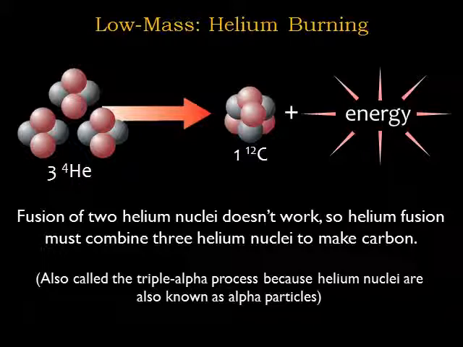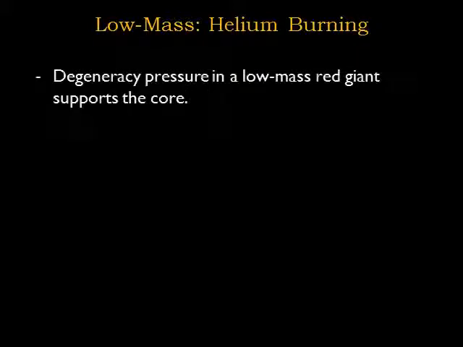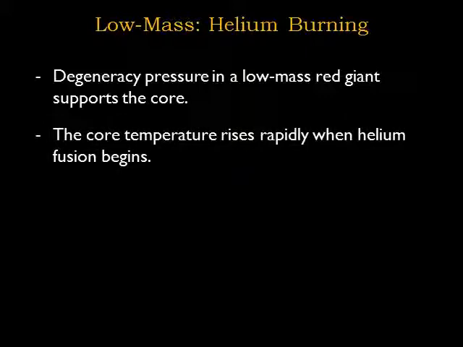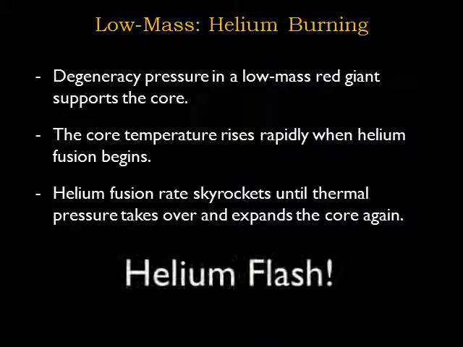There's one weird thing about helium fusion in low-mass stars like the Sun. The main pressure in that inert helium core is degeneracy pressure, the same unusual type of pressure that supports brown dwarfs. Degeneracy pressure does not increase with temperature. Therefore, when helium fusion begins, the core temperature will rise rapidly and the core can't expand to compensate. The temperature and helium fusion rate spike drastically in what is called a helium flash.